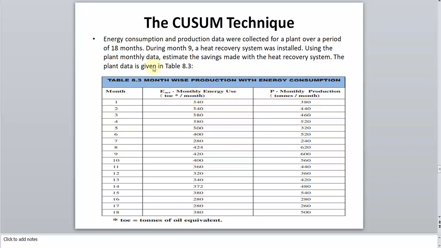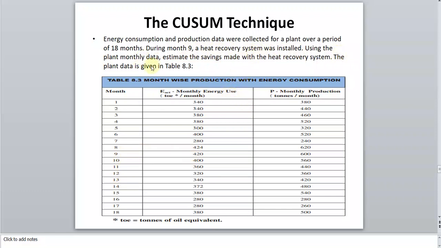And what they have said is during month 9, a heat recovery system was installed. Now this heat recovery system is nothing but it absorbs the excess heat, and it is very useful for energy conservation techniques. So they have installed this heat recovery system in the ninth month. So they have noted here. We are going to see in the next part, the next slide, what is the use of that.